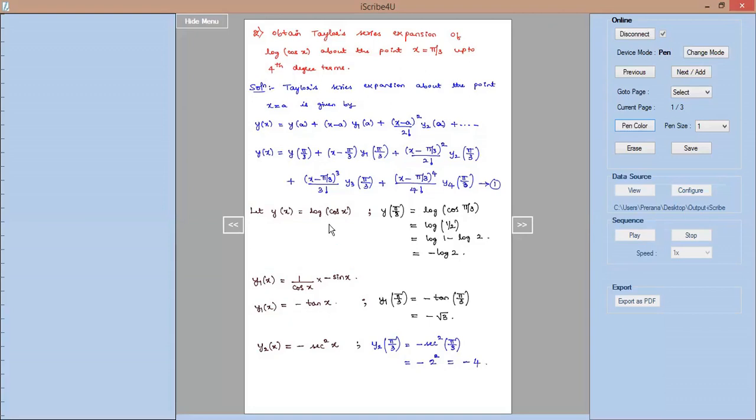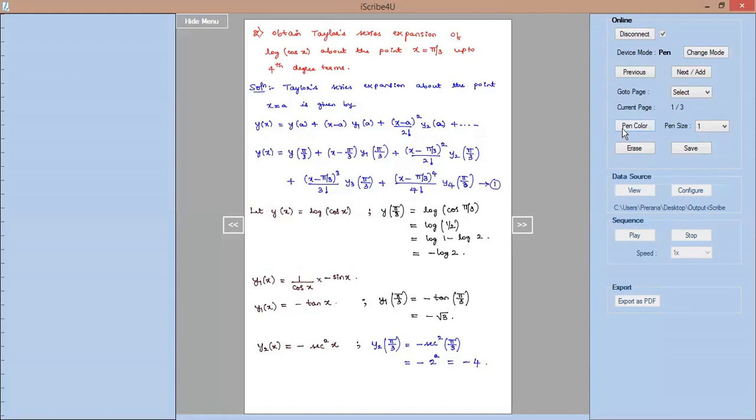Now for convenience, we can use the identity for secant square x. Secant square x can be written as 1 plus tan square x, and tan square can be written as y1 square, because y1 of x is equal to minus tan x. We can simplify this just for simplicity, and we can differentiate. This is just for convenience.